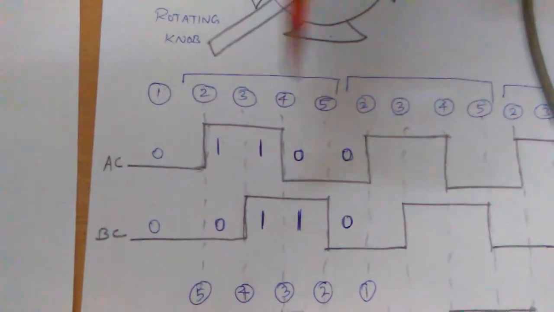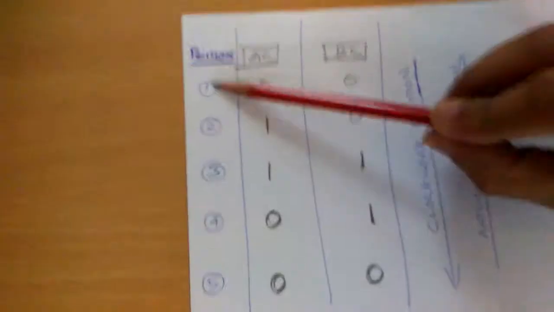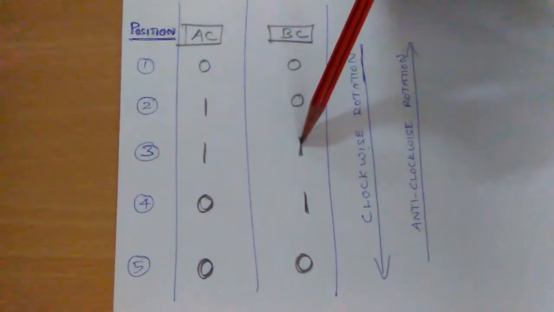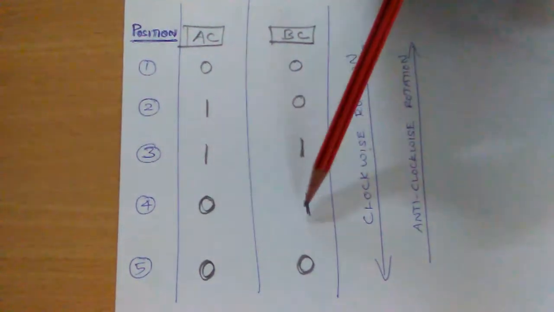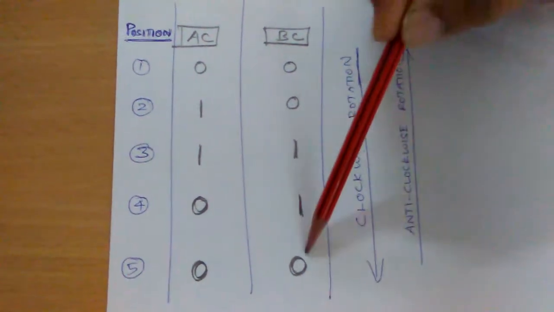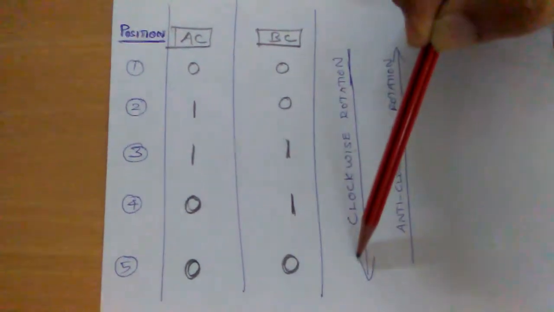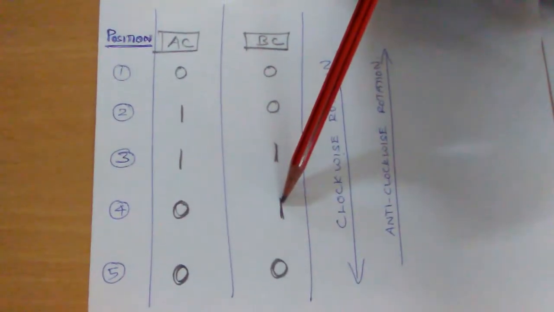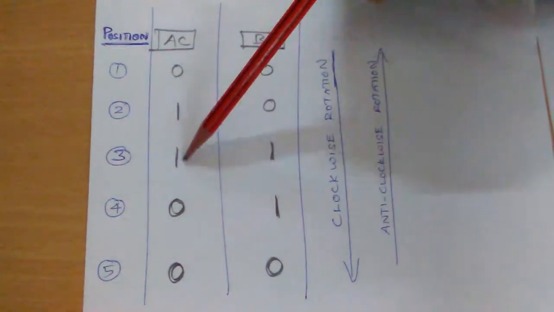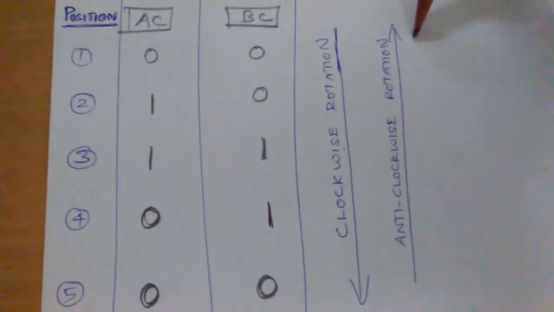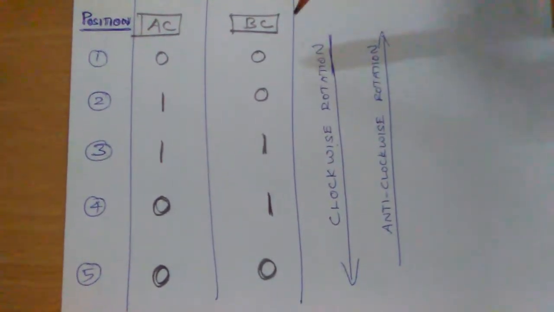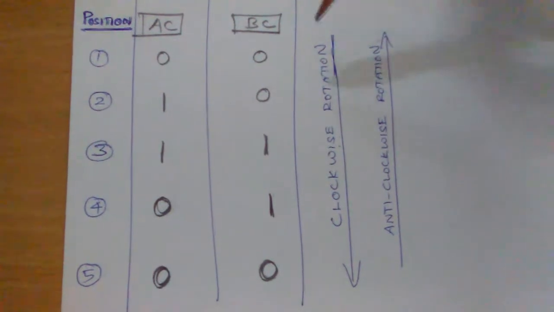So all these 5 positions are given in this table. So position 1, 2, 3, 4, 5. Initially 0, 0. AC becomes 1 first. Then BC becomes 1. Then AC becomes 0 first. Then BC becomes 0 next. If this is the case, then we can say the disk is rotating in clockwise direction. In other words, if BC becomes 1 first, then AC becomes 1, then we can say the disk is rotating in anti-clockwise direction. By looking at this table, we can identify very easily whether the disk is rotating in clockwise direction or anti-clockwise direction.